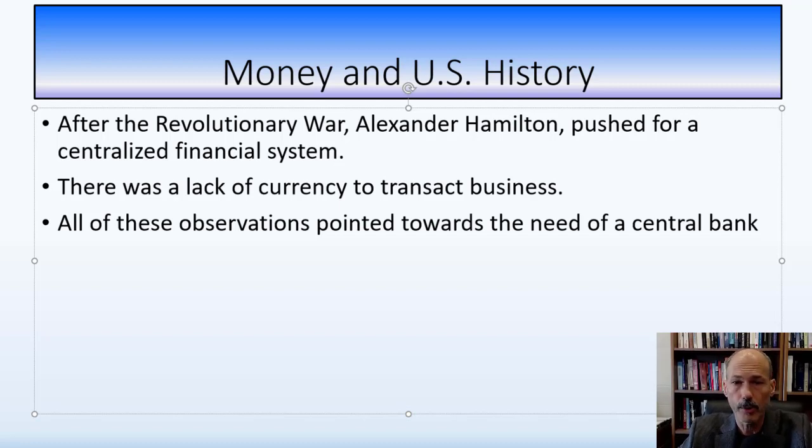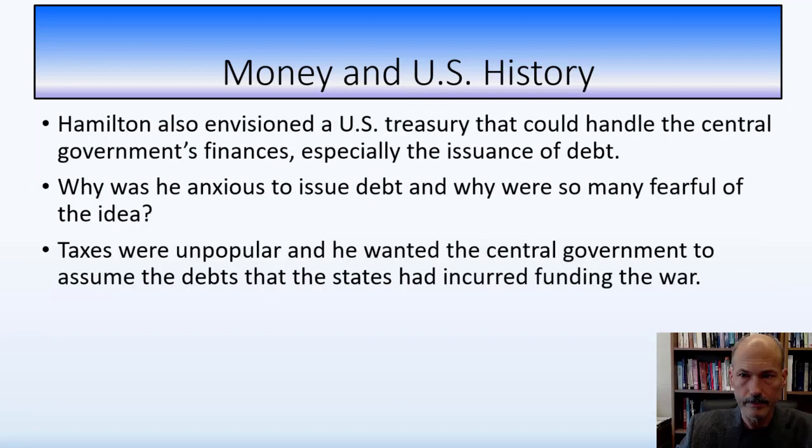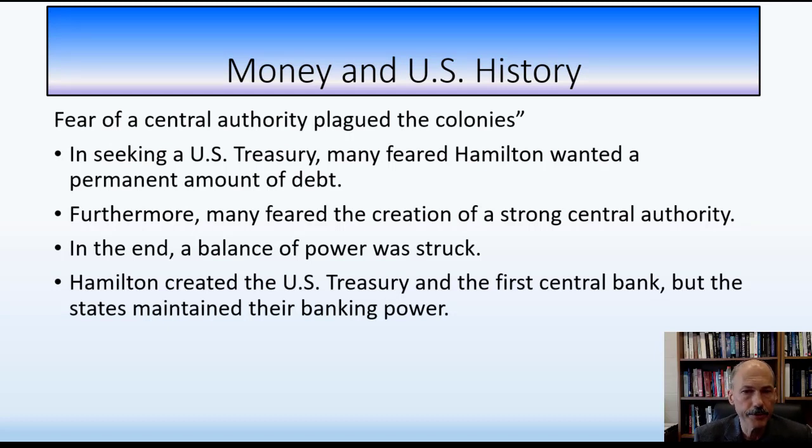All these observations pointed to a need of having a treasury and a good central bank. So a good part of this course is about central banking. Hamilton also envisioned a U.S. treasury that could handle the central government's finances, especially the issuance of debt. Why was he anxious to issue debt, and why were so many fearful of the idea? Well, people were fearful of having too much centralized debt because they thought, well, then there's too much control over the people and over the country, and we'd fall back to basically having another dominating government like England. So taxes were unpopular, and he wanted a central government. So don't underestimate the fear that people had in this country early on about central authority.